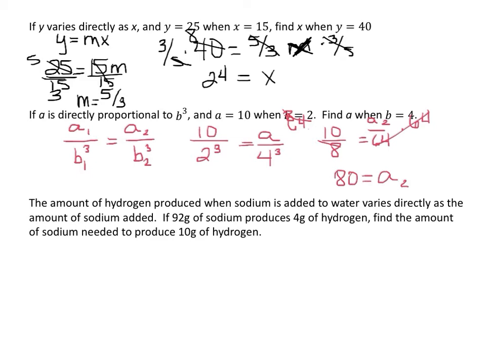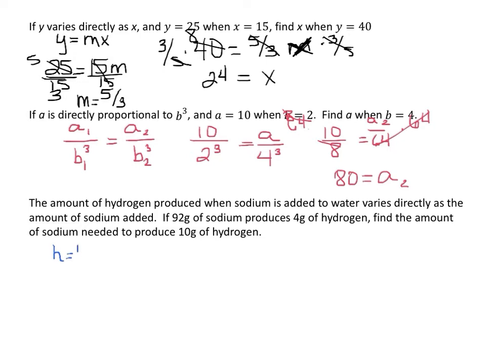So now we'll look at this word problem. The amount of hydrogen produced when sodium is added to water varies directly as the amount of sodium added. So first thing we need to do is write out this equation. So I'm going to say the amount of hydrogen is H. And it says that it varies directly as the amount of sodium added.